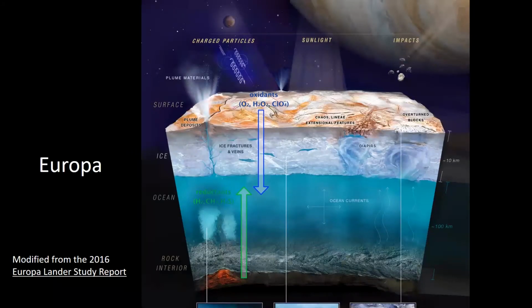So zooming into Europa then, this is a nice schematic that summarizes a whole talk's worth of information about Europa. But in broad strokes, oxidants are formed at the surface through radiation at the surface.